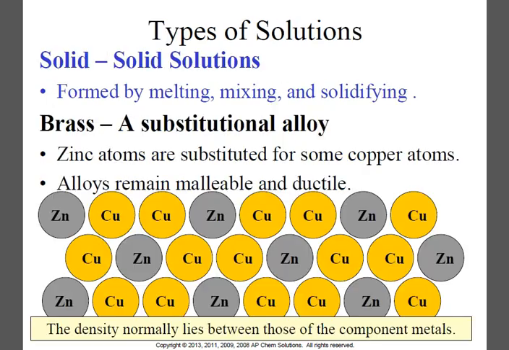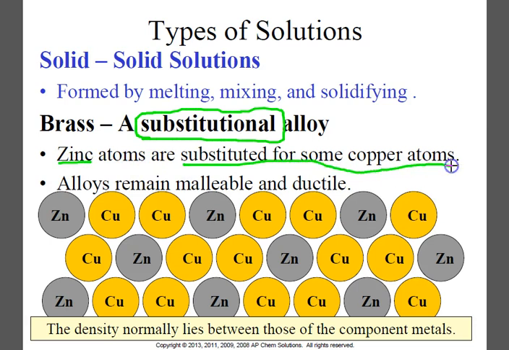All right, let's look at another type of alloy. We're still talking solids. How do you get two solids to come together? You've got to melt them and mix them and then let them re-solidify. This type of alloy is called substitutional, and it's just like it sounds. You have one type of atom that's substituted for another type. So in brass, you have zinc atoms that are substituted for copper atoms.